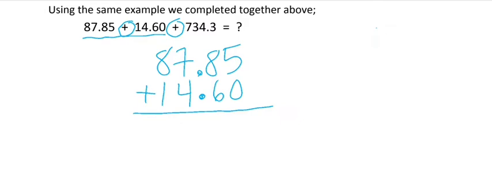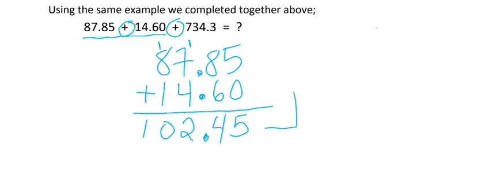Always adding from right to left. So 5 plus 0 is 5. 8 plus 6 is 14. 7 plus 1 is 8, plus 4 is 12. 1 plus 8 plus 1 is 10. Like that. So our final answer is 102.45.